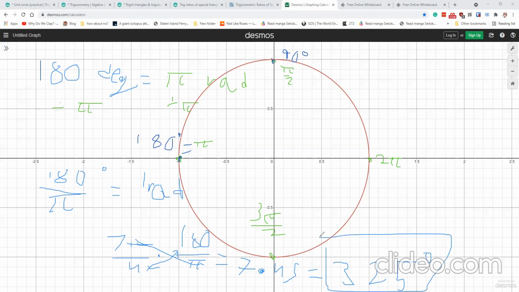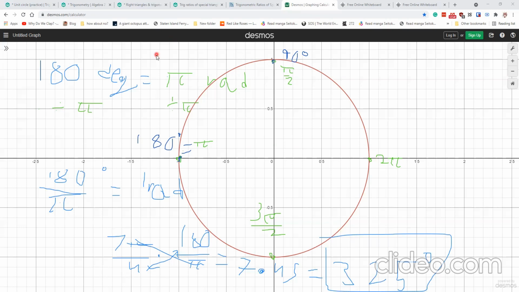And so you can see that if we use 180 over pi degrees is equal to 1 radian, or pi over 180 radians is equal to 1 degree, we can essentially convert between radians and degrees super easily.